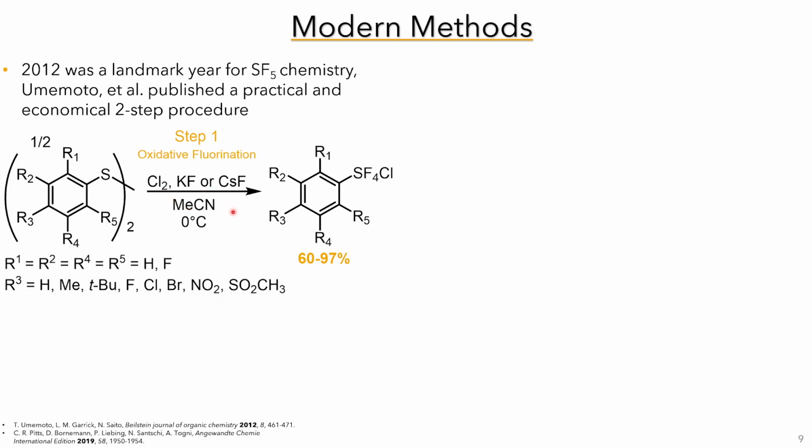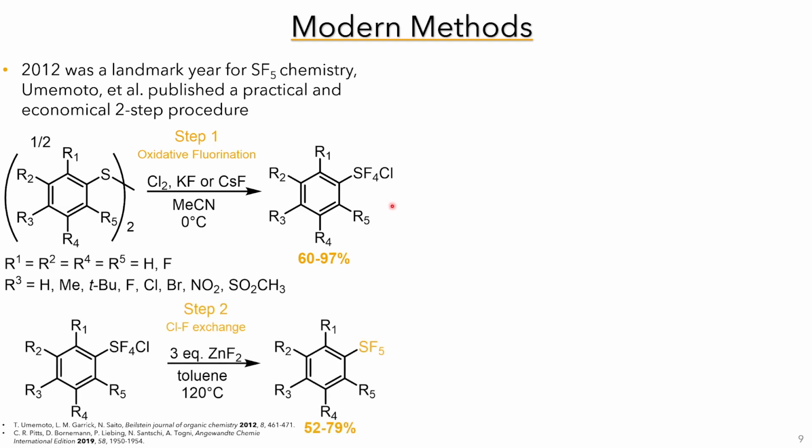Now, the first step, the oxidative fluorination, resulted in this tetrafluorosulfonyl chloride intermediate in pretty good yields. And then the second step was a chlorine-fluorine exchange, in which a fluorinating reagent, like the cheap zinc fluoride, could be used to furnish the final aryl SF5 product.